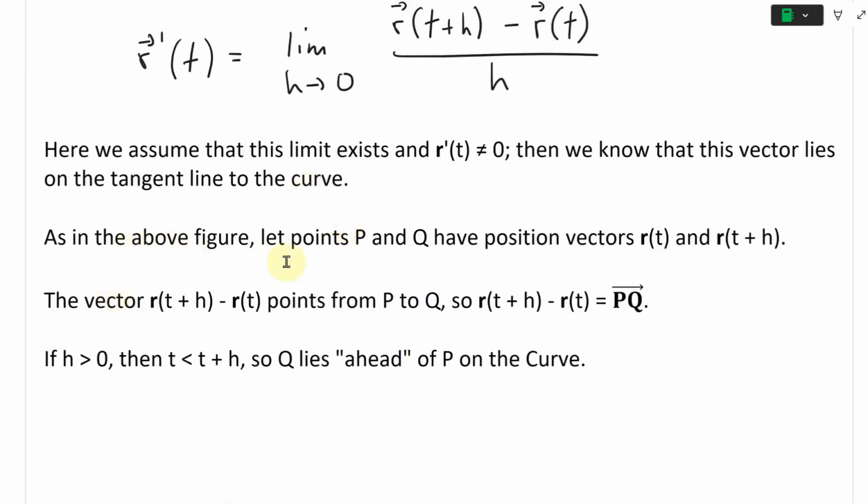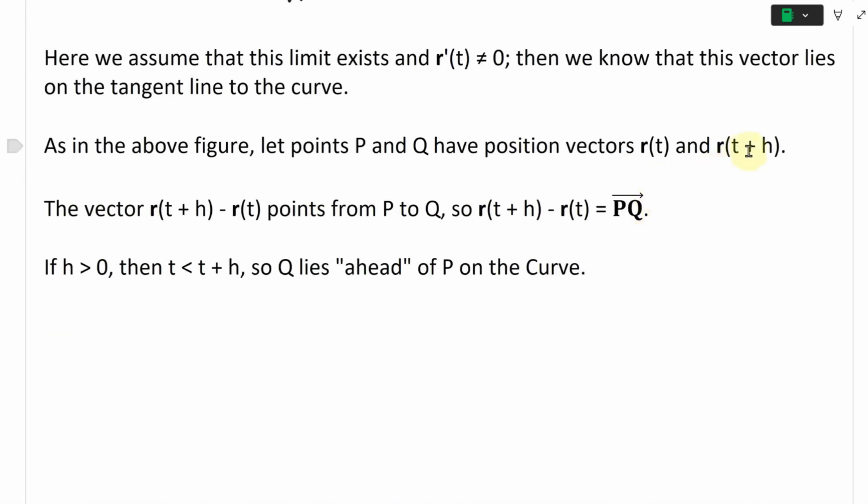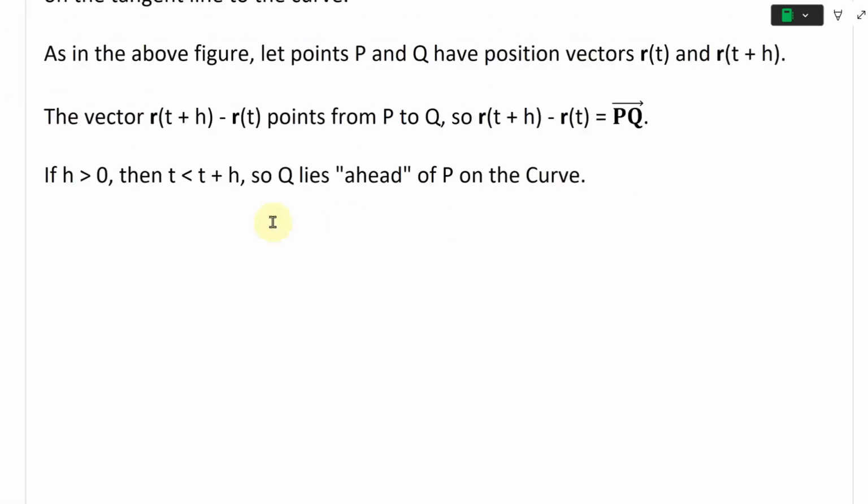As in the above figure, let points P and Q have position vectors r of t and r of t plus h. The vector r of t plus h minus r of t points from P to Q. So the difference r of t plus h minus r of t is just the PQ vector, or the secant vector. And now I'll draw this all out. If h is greater than 0, then t plus h is greater than t, so Q lies ahead of P.